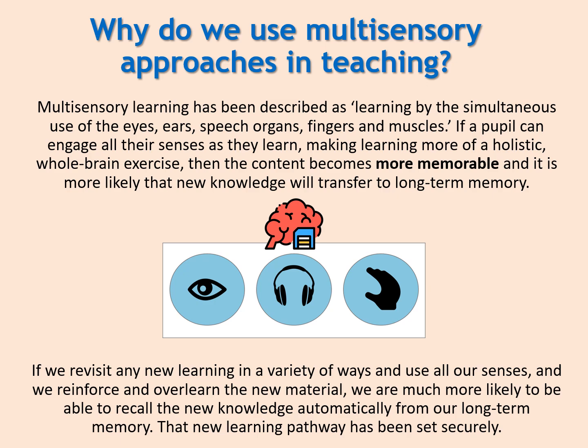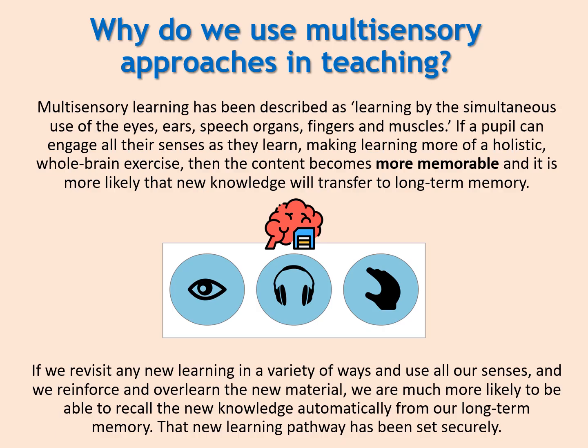Why do we use multisensory approaches in teaching? Multisensory learning has been described as learning by the simultaneous use of the eyes, ears, speech organs, fingers, and muscles. If a pupil can engage all their senses as they learn, making learning more of a holistic, whole-brain exercise, then the content becomes more memorable, and it is more likely that new knowledge will transfer to longer-term memory.